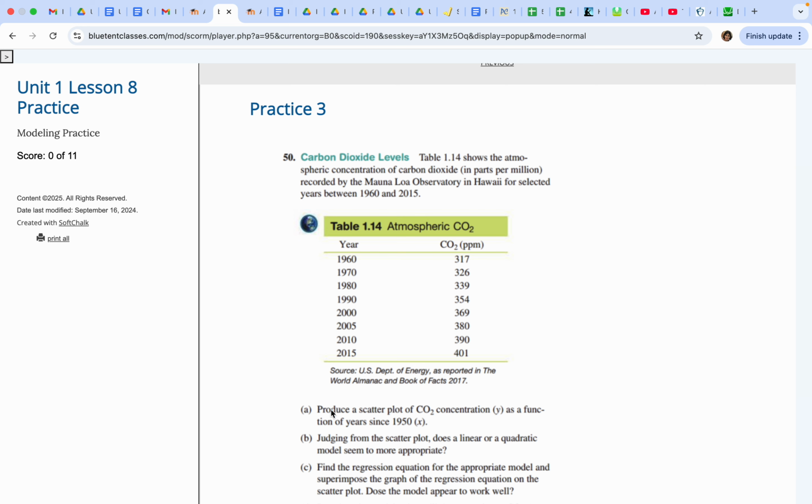The first thing asks us to produce a scatter plot of CO2 concentration Y as a function of years since 1950. This is going to really help us because we don't want to enter X values of 1960, 1970. We want years since 1950. So our X values are going to be 10, 20, 30, 40, 50, 55, 60, 65. And then our Y values will be here. So let's see how we can do this on Desmos.